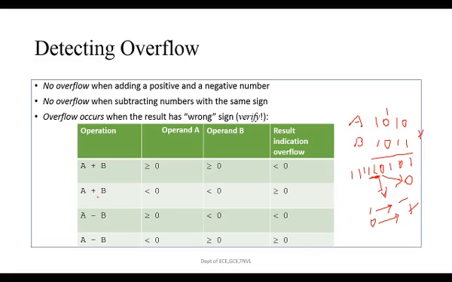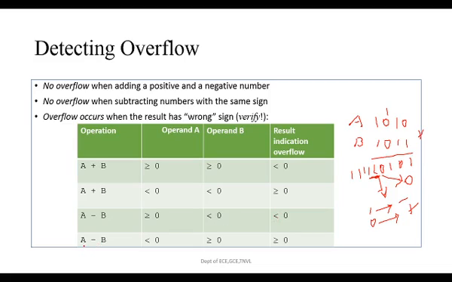So second thing, A plus B. Here operand A is less than 0 and operand B is less than 0, but the result seems greater than or equal to 0. So positive. So this is an overflow. And if you see the operation A minus B, we are subtracting B from A. Operand A is greater than or equal to 0. Operand B is less than 0. The result we actually want is greater than 0, but we are getting a result that seems less than 0.